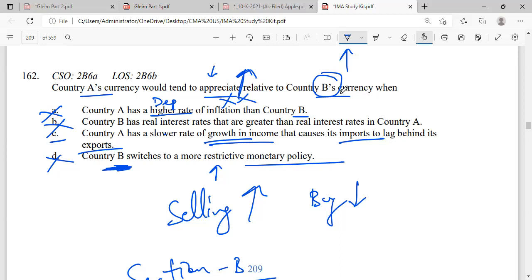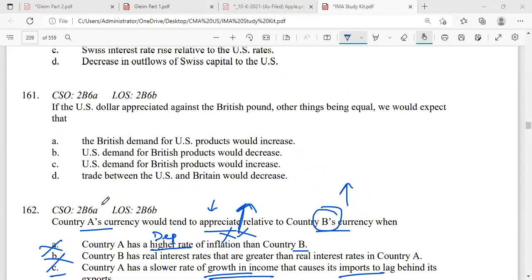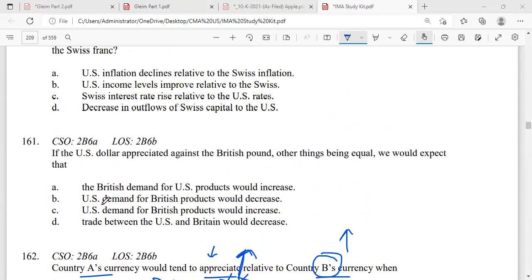Everyone there with me? So in short, if country A has more exports than imports, its demand for foreign currency will diminish, resulting in the appreciation of A's currency. Okay, let's move a bit more forward.